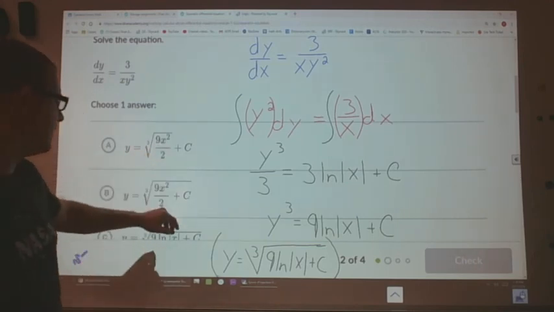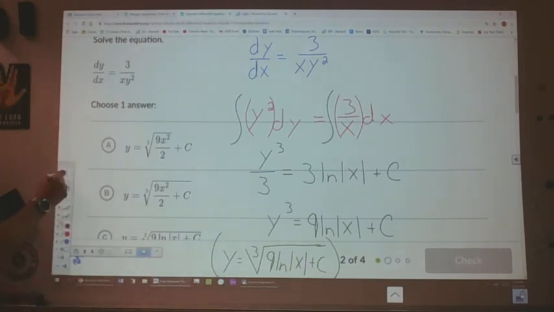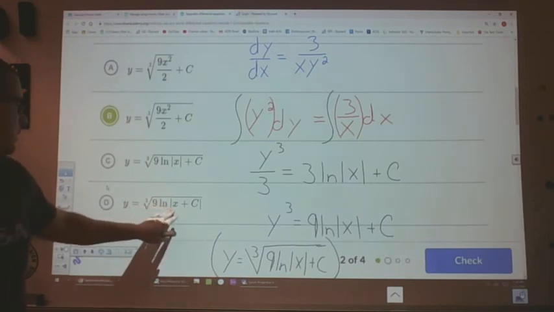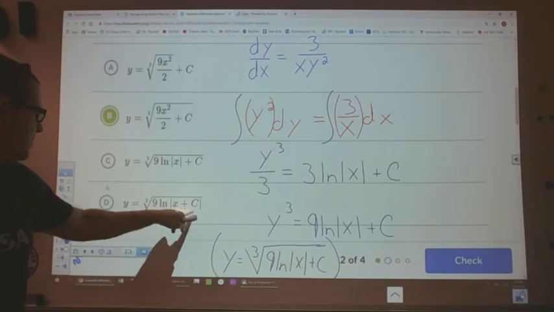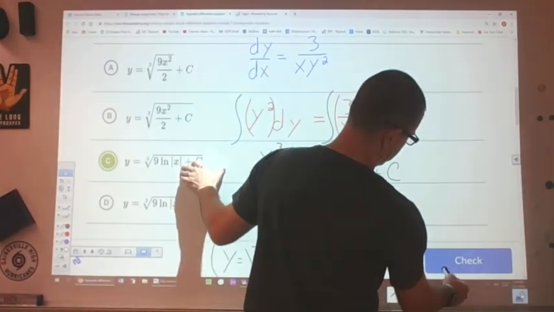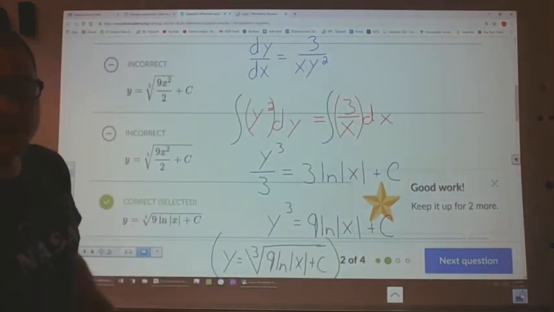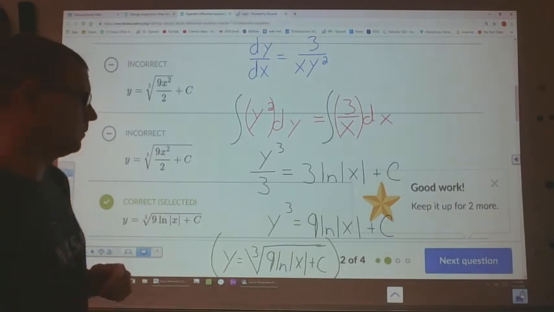So we look, that's not it. That's not it. Can't see the rest. We're going to have to scroll down. This one is good. This one is not. They changed that absolute value, so we're going to go with C. C is my answer choice. That's exactly how it works. Separate the variables. And work it down.